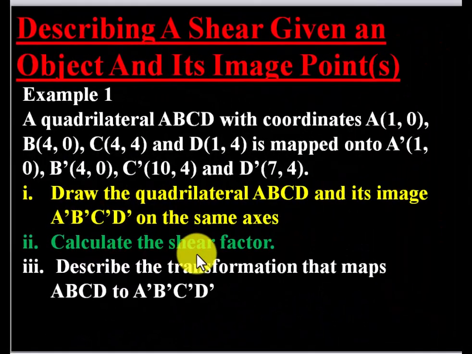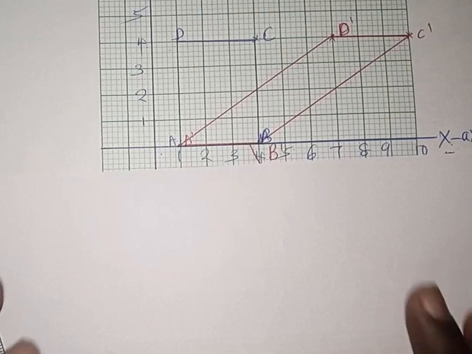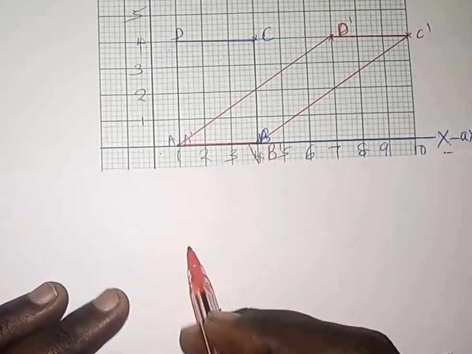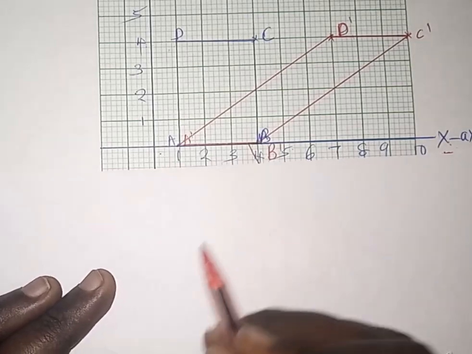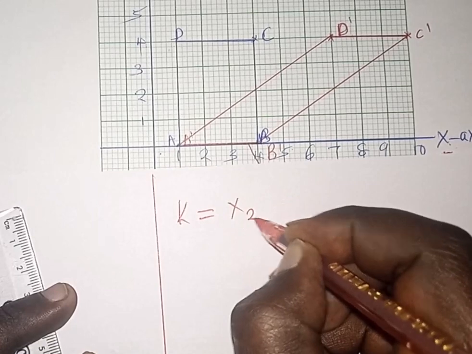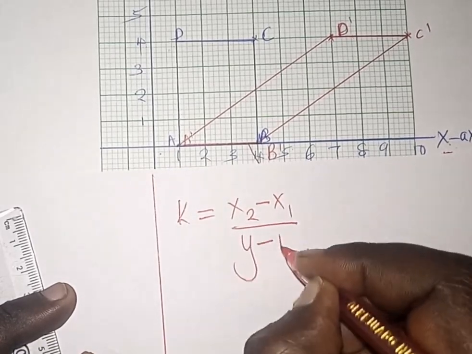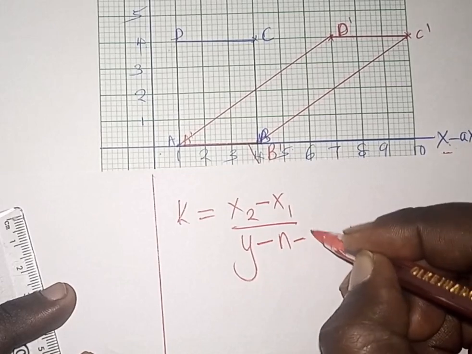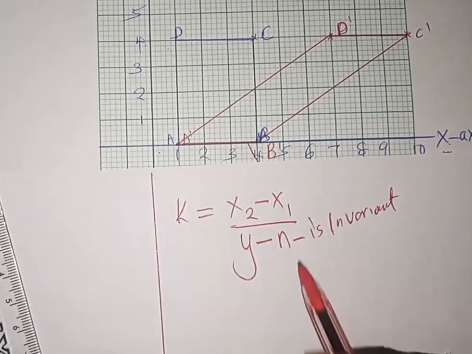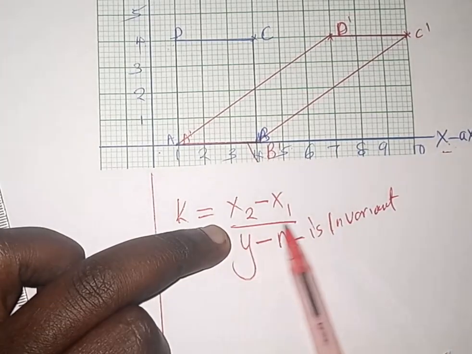Calculate the shear factor. So this is x-axis invariant, and to calculate the shear factor when the invariant line is the x-axis, we use this particular formula. We say that k equal to (x2 minus x1) over (y minus n), where n is the invariant line. And remember, when it is x-axis invariance, it's only the values of x which are shifting.